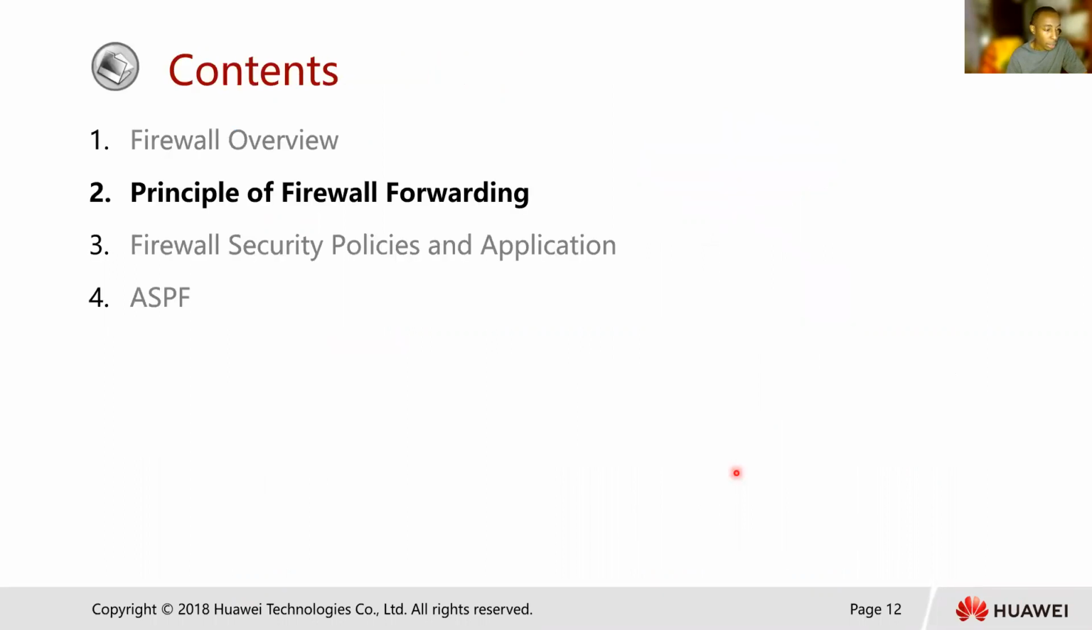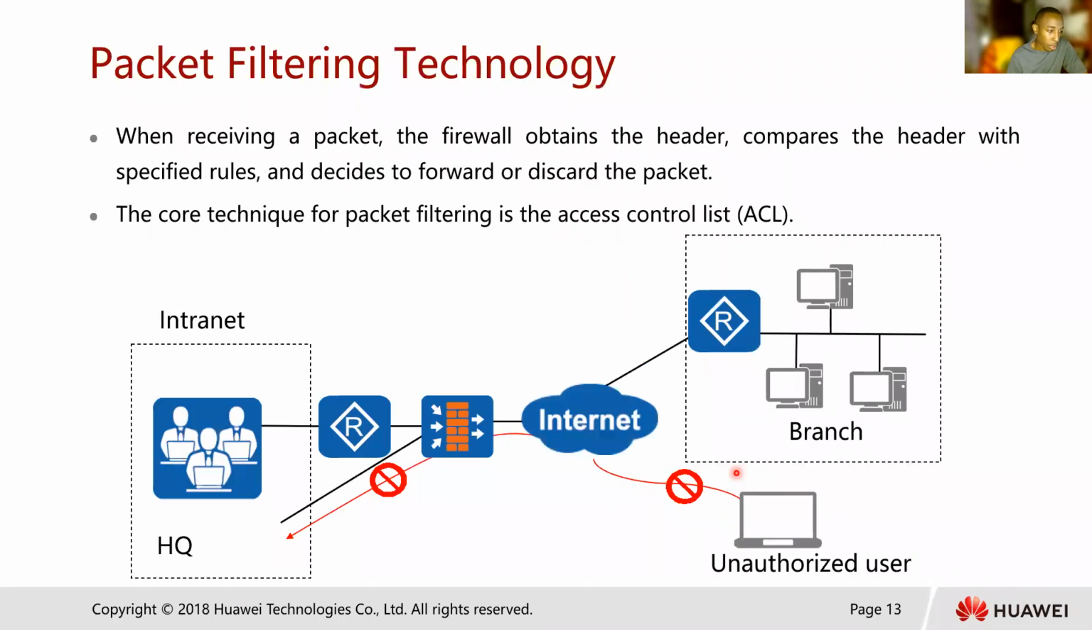So some of the principles of firewall forwarding, let's look at it. We talked about this a bit, packet filtering technology. When a firewall is receiving a packet, it checks the header and compares that header against some rules. Most of the time, those rules are posted inside what we call an access control list.